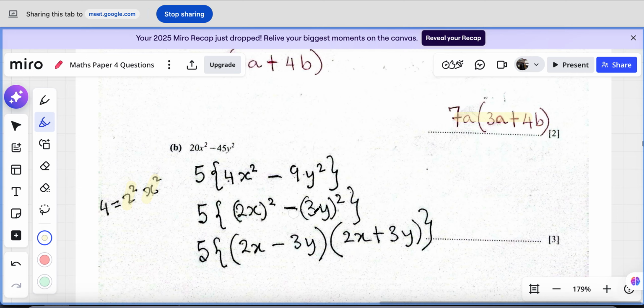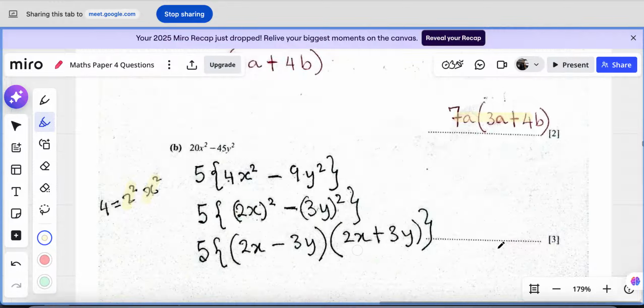Once you reach difference of two squares, you don't do much. In one bracket, you use minus between the two algebraic expressions, 2x minus 3y. In another bracket, you use plus between the two algebraic expressions, 2x plus 3y. And then you put this 5 outside. Finish, this is your final answer.